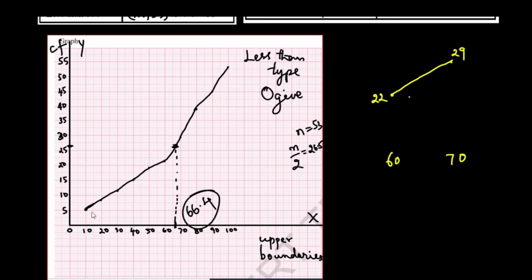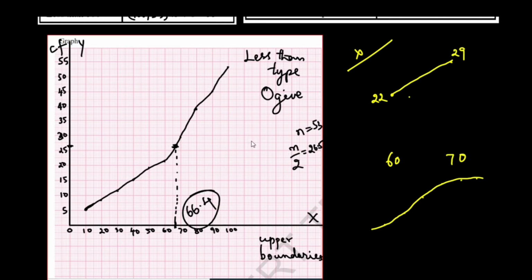In the ogive curve, the points should not be joined by straight lines. We have to join using a freehand curve. Suppose the points are like this. So we have to draw a freehand curve following the trend of the points. So we will get the exact nature of the change in the ogive. This gives a more correct estimation of the median value.